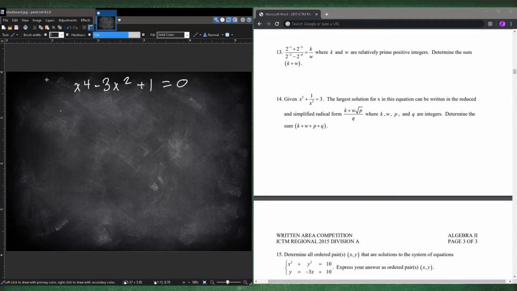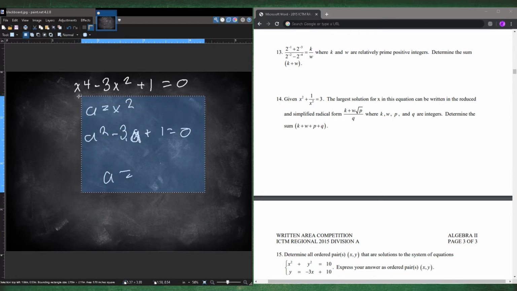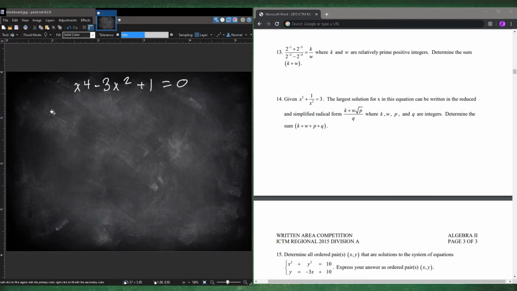So if you think about this like a quadratic, right? Because let's say a is equal to x squared. We substitute: a squared minus 3a plus 1 is equal to 0. It's like a quadratic, so a equals negative b plus or minus the square root of b squared minus 4ac, over 2a. Instead of substituting a, which is a couple extra steps, all we have to do is say it's x squared, because that's the square root of x fourth.